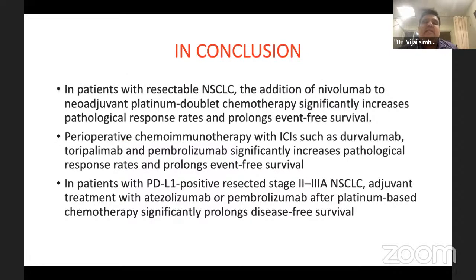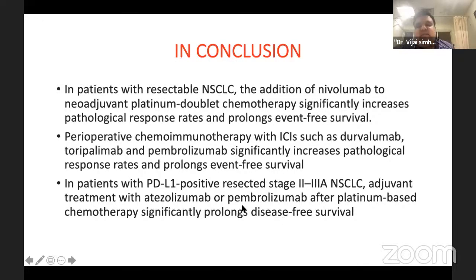So to conclude, in patients with resectable non-small cell lung cancer, the addition of nivolumab to platinum doublet chemotherapy significantly increases the pathological response rates and prolongs the event-free survival and overall survival. This is the only data which deals with purely the use of nivolumab in the neoadjuvant setting. Then there is the use of perioperative chemoimmunotherapy with immune checkpoint inhibitors such as durvalumab, toripalimab, and pembrolizumab. They increase pathological response rates and also prolong event-free survival, similar to the way nivolumab has done in the neoadjuvant preoperative setting.